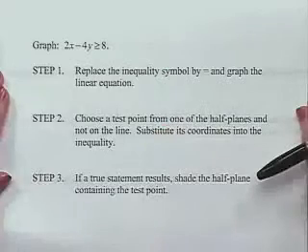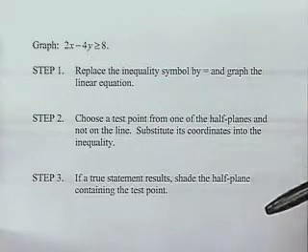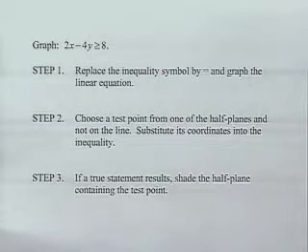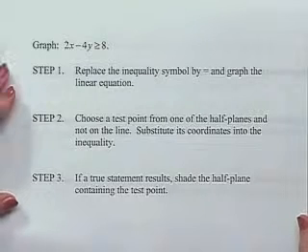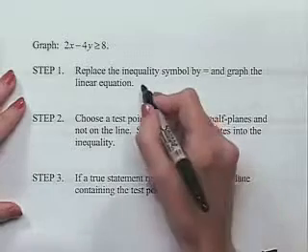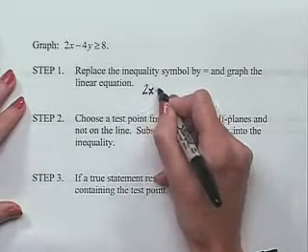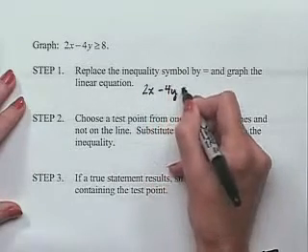Now we're going to look at graphing linear inequalities. Here's our first example. Graph 2x minus 4y is greater than or equal to 8. Step 1. Replace the inequality symbol by equals and graph the linear equation. So we're going to have 2x minus 4y equals 8.